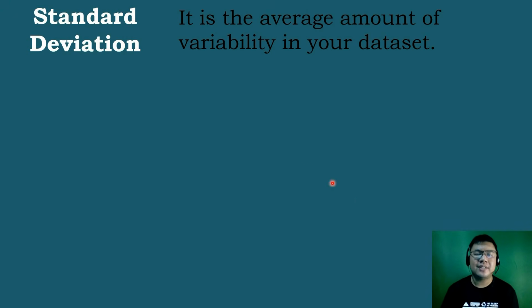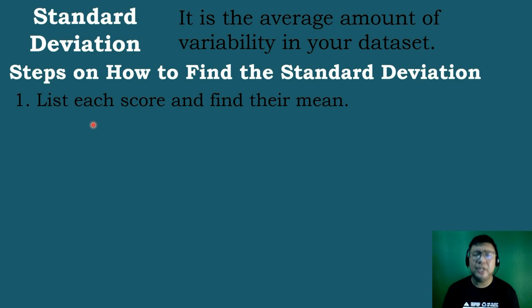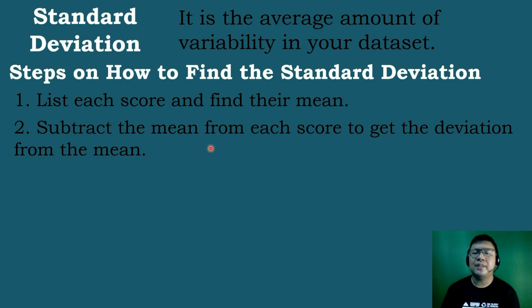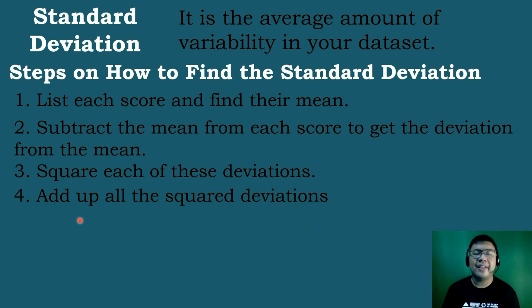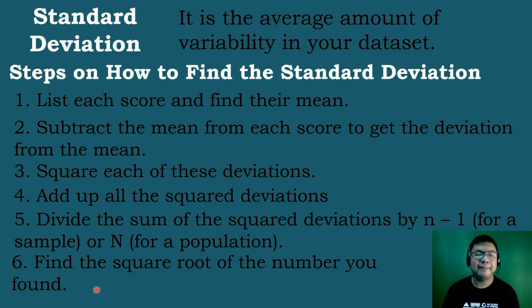To compute for the standard deviation, we have the following steps to follow. First is to list each score and find their mean. The second is to subtract the mean from each score to get the deviation from the mean. The third step is to square each of these deviations. The next step is to add up all the squared deviations. Then divide the sum of the squared deviations by n minus 1 for a sample or n for a population. For the last step, find the square root of the number you have found.